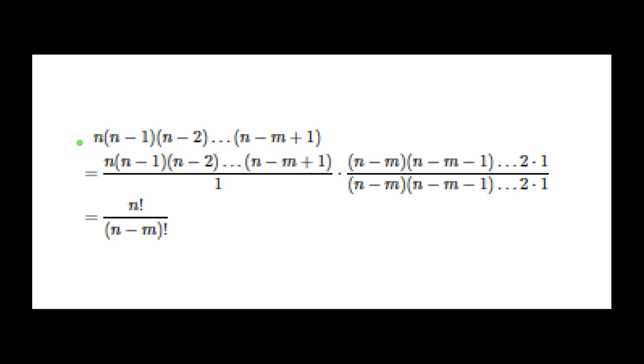Just to see why, note that n times n minus 1 times n minus 2 all the way down to n minus m plus 1 is the same quantity multiplied by 1, where 1 is expressed as a product of the numbers from n minus m all the way down to 1 divided by itself. In that case, at the top, you have all the numbers multiplied from 1 up to n. In other words, at the top you have n factorial. And at the bottom you have all the numbers multiplied from 1 up to n minus m, i.e. n minus m factorial.